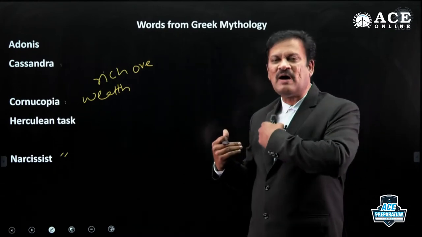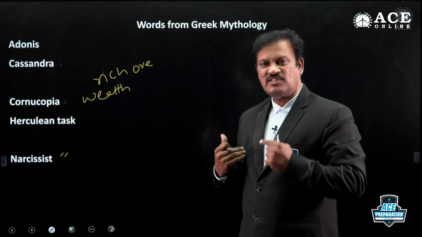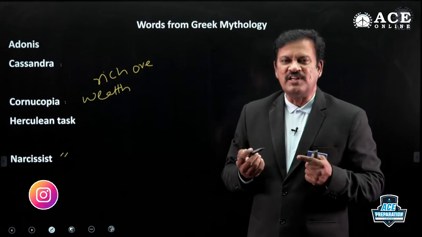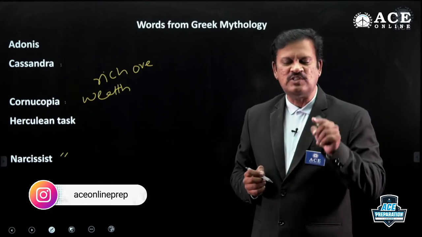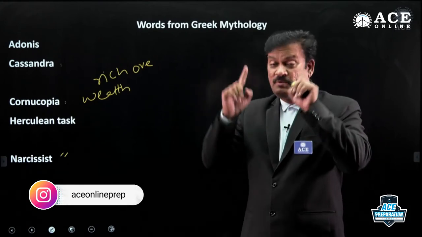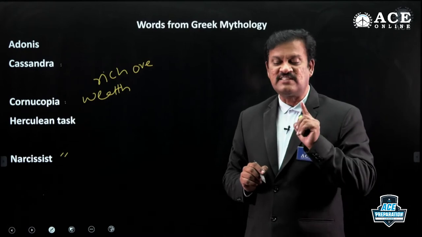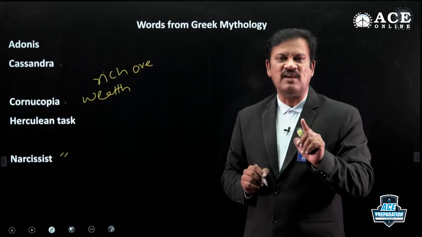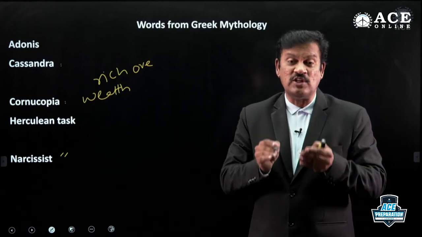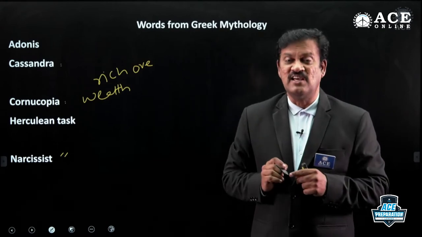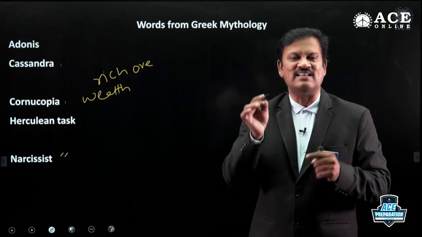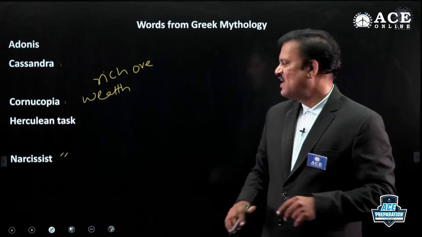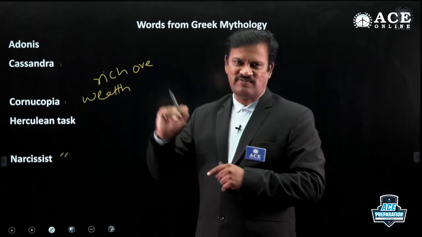One day he was passing through the forest. He was thirsty and he wanted to drink water from a small pond. In the process, he happened to see his own image. First time, maybe those days there were no mirrors. First time he happened to see his own image and fell in love with his own image. He didn't know that it was his image. And he wanted to kiss that image. In the process, he fell in the pond and died. Okay, so that was the story of the narcissist.